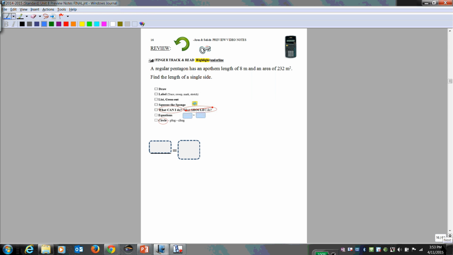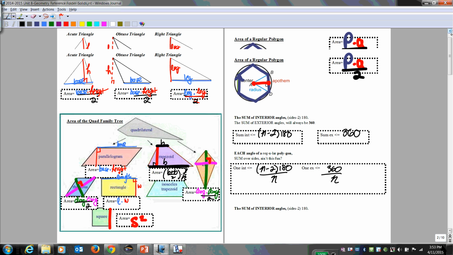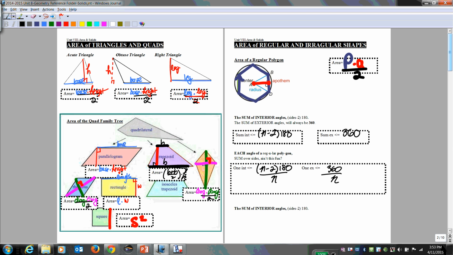Let's go ahead and review what we did previous class. You should have your reference booklet available. I would have these 2 pages of your reference booklet handy. So find these 2 pages in your reference booklet, please.